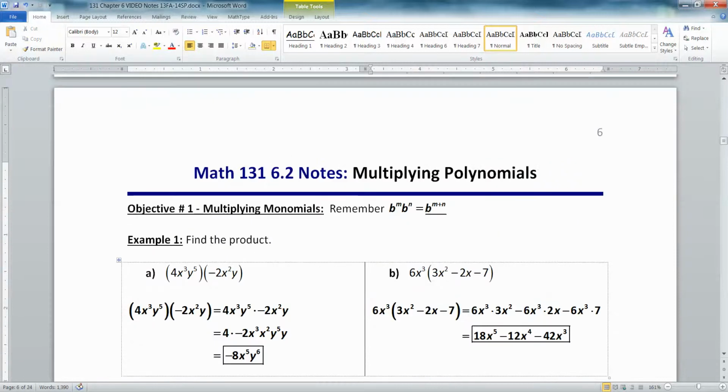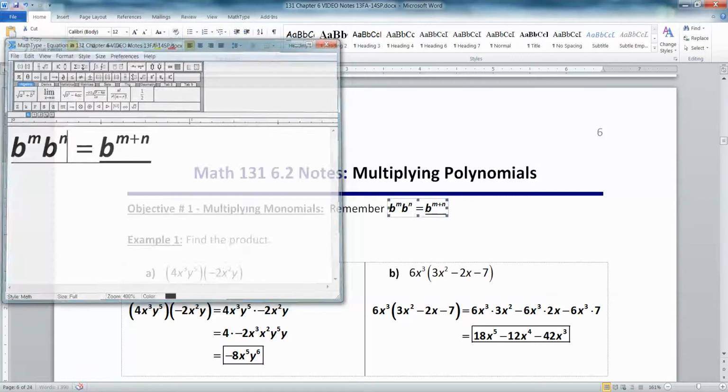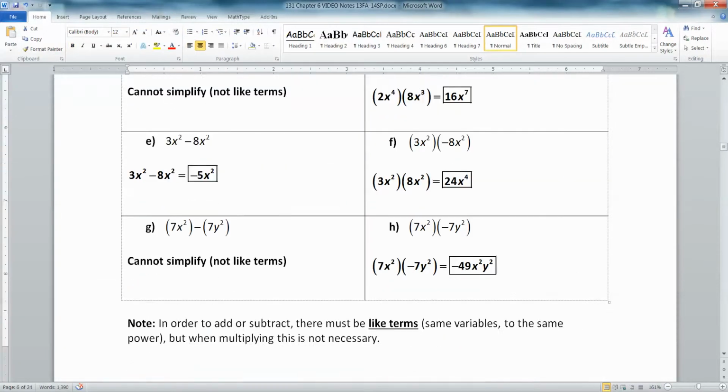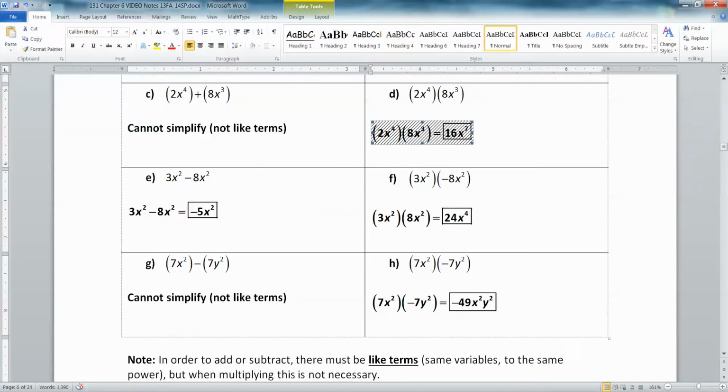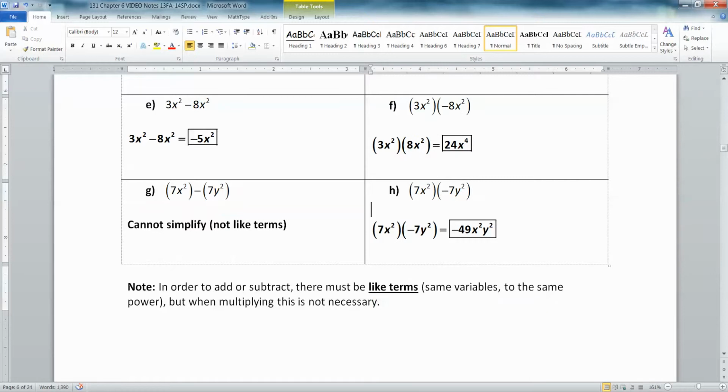So let me go back up to the rule here. If you look at this rule, it's the same letter, b to the m, b to the n, then you can add the powers. When I did this one right here with the x to the fourth and x to the third, they had the same base, x, so I'm able to add the powers. But for this one on H, I don't have to because it's x and y, so you just write them, x squared, y squared.